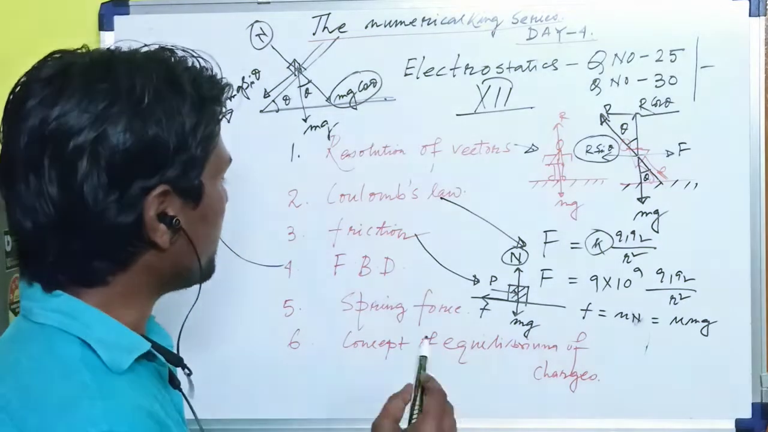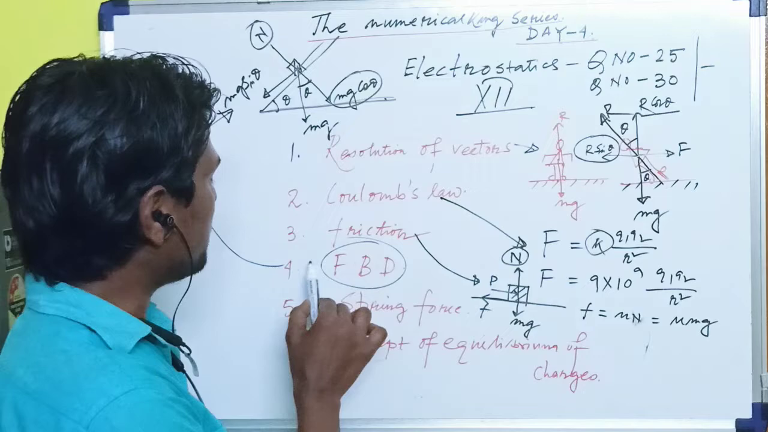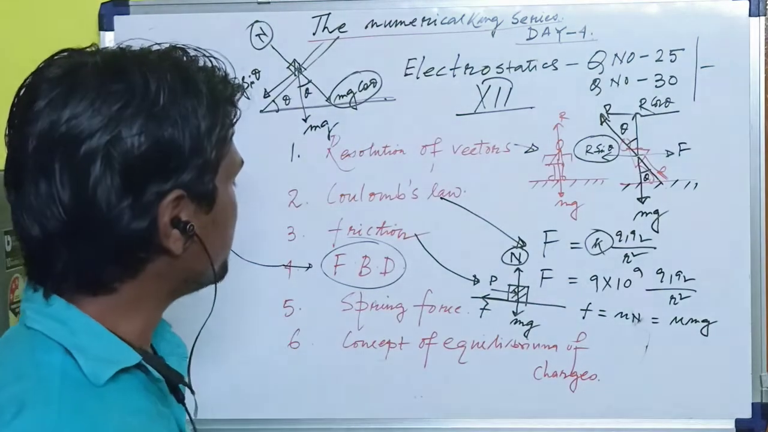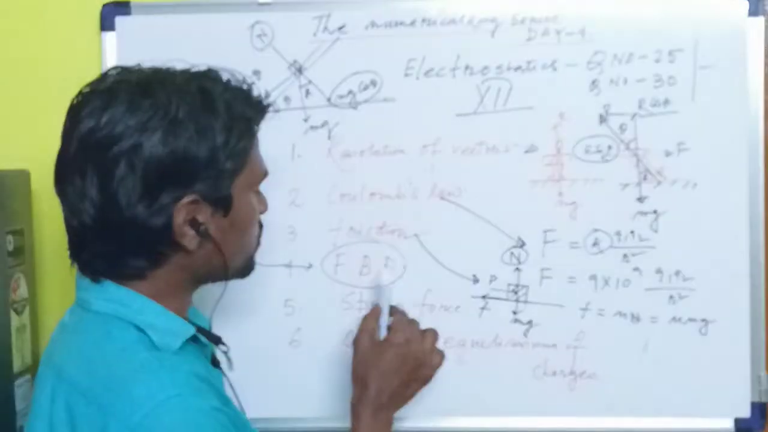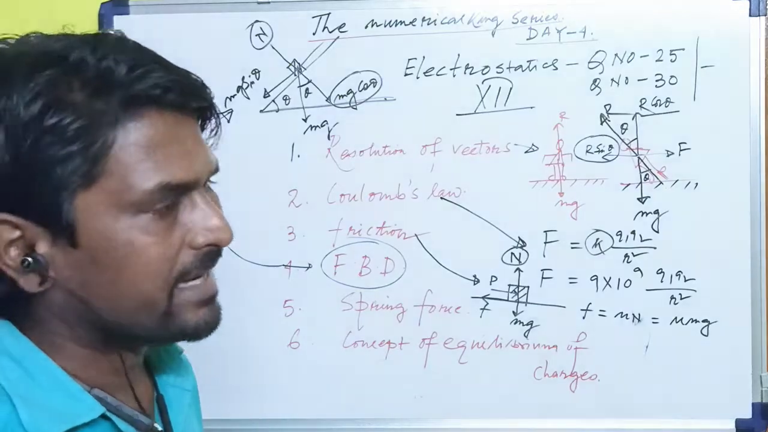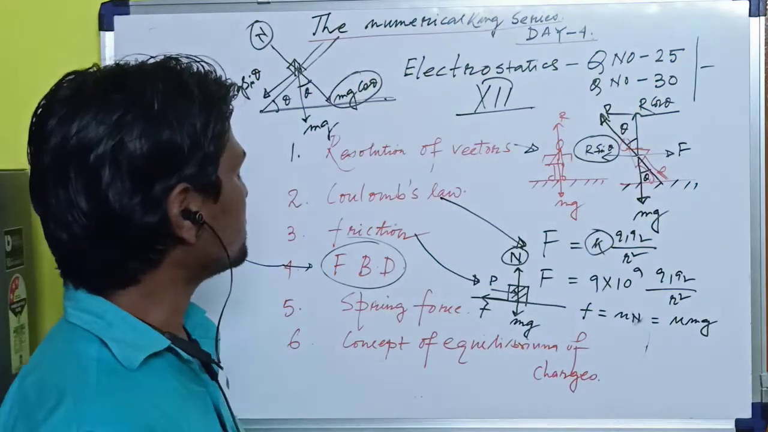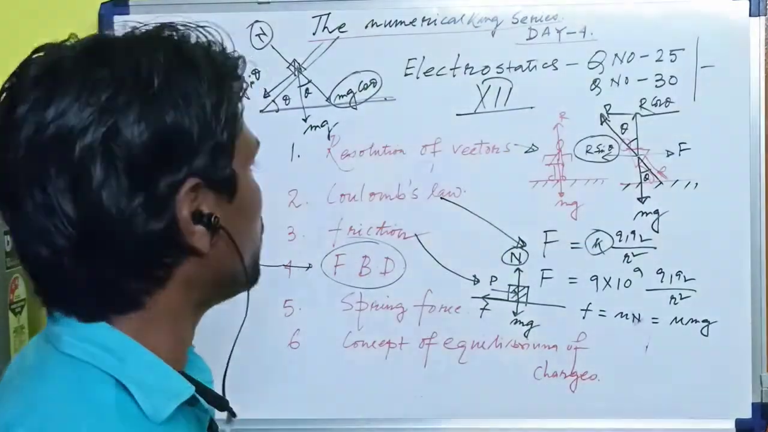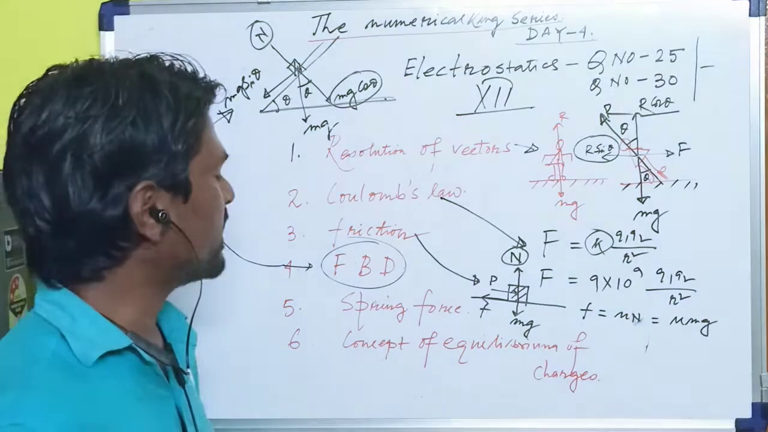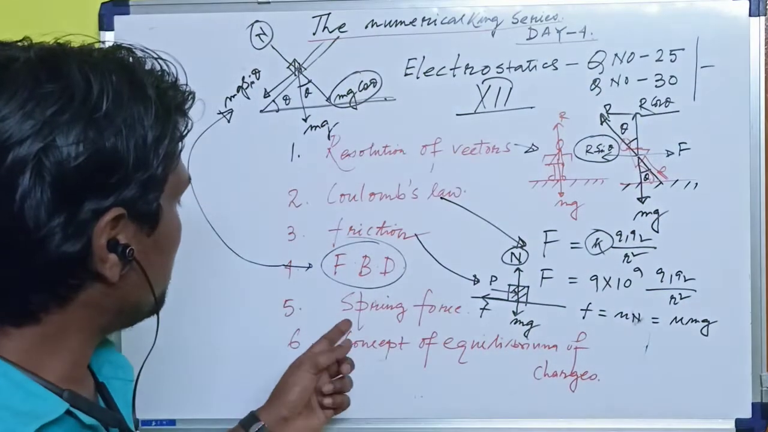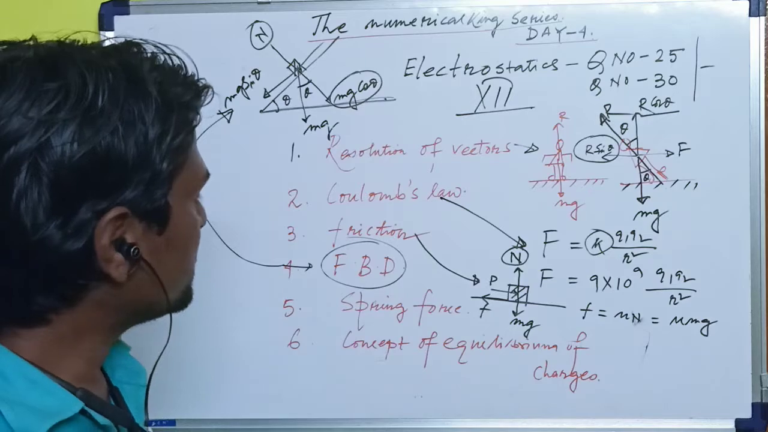So the free body diagram is basically part of NLM, Newton's laws of motion. The concept of free body diagram is important for those particular numericals. And the fifth one is spring force.